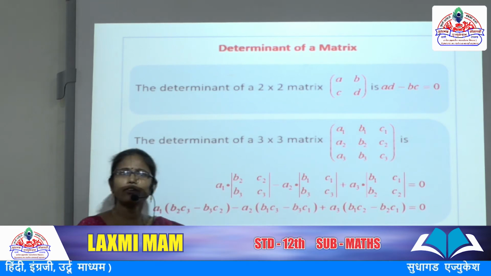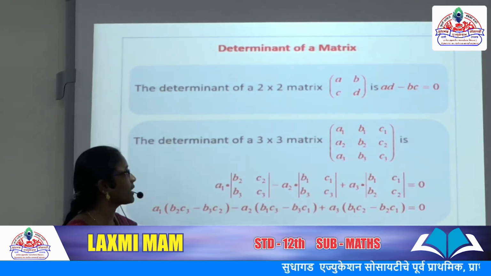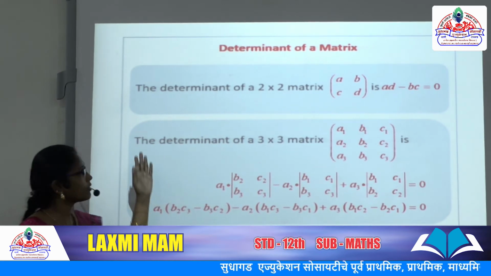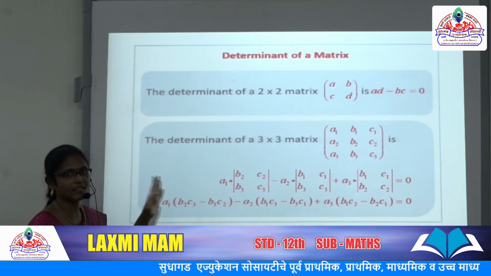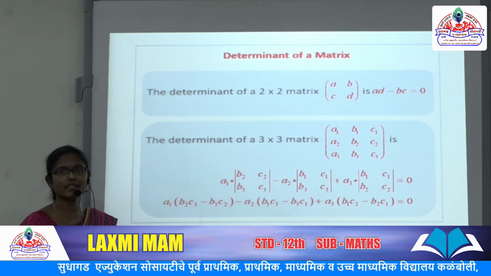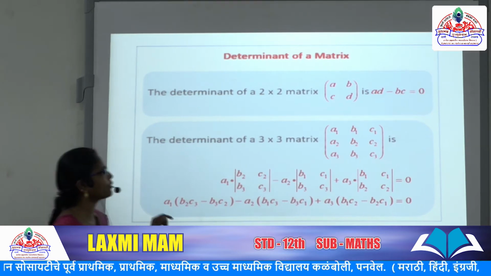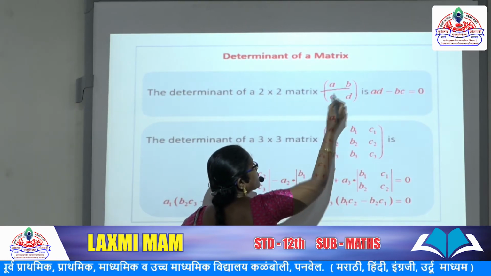See, determinant of a matrix we have studied in the 11th standard. You all remember, I think so. We are just going over it at a glance. The determinant of a 2 cross 2 matrix. If the matrix given is 2 cross 2, order is 2 by 2, okay? a b c d.